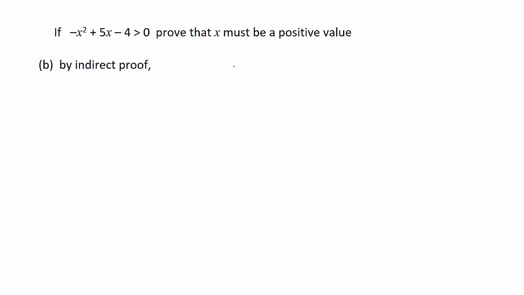Let's see how we do it with an indirect proof this time. Remember, with an indirect proof, our method is to go from not Q implies not P. This is a proof by contradiction.